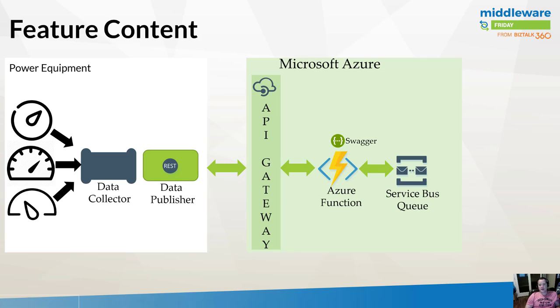As per some of my other Middleware Friday episodes, I like to provide a high-level architecture diagram of what I'm going to be building today. What I have going on here is a very simple telemetry ingestion solution, which is going to be based upon RESTful APIs. This isn't all that far-fetched considering I work in the energy industry. We do a lot with telemetry related to power equipment.